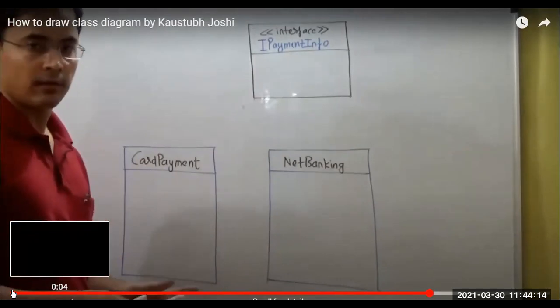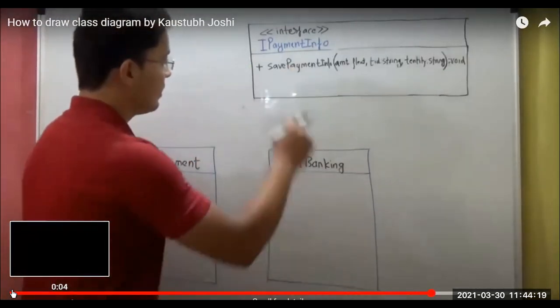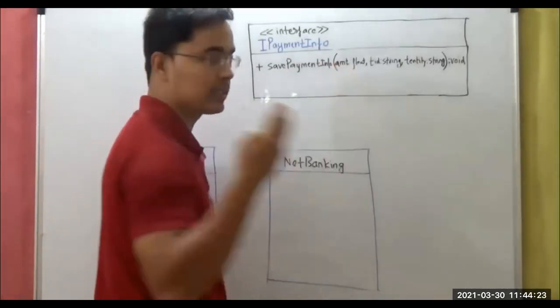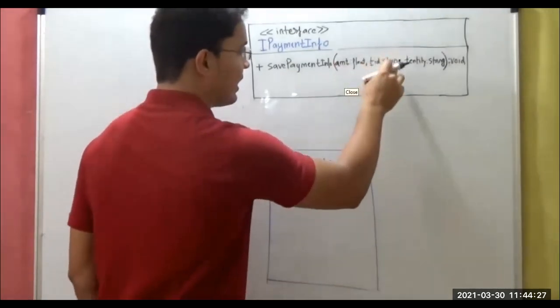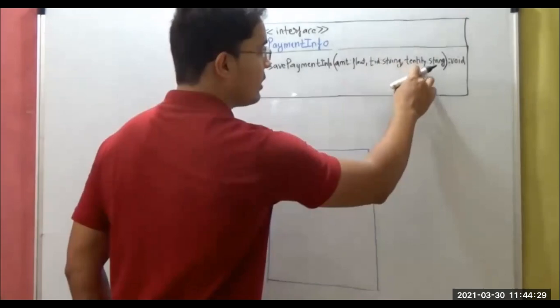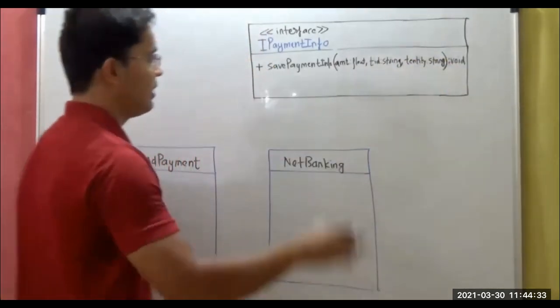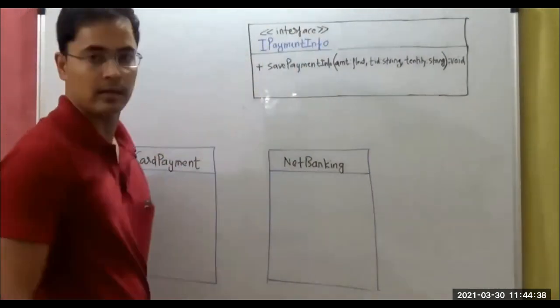Now, in this interface, we'll have a method. Let's look at this method signature. It's public. Save payment info is the method name. It requires three parameters: amount, float, transaction ID, string, and transaction entity, again string, and it returns nothing, so return type is void. Now, these different payment methods will implement this interface.